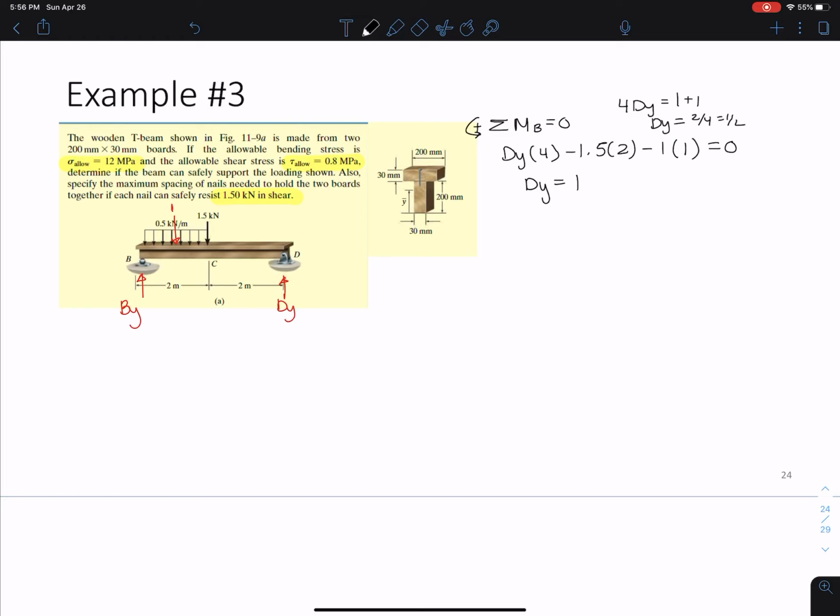Let me see what happened. I have a 1 written down. Let me see what I did wrong here. DY minus 1.5 times 2.